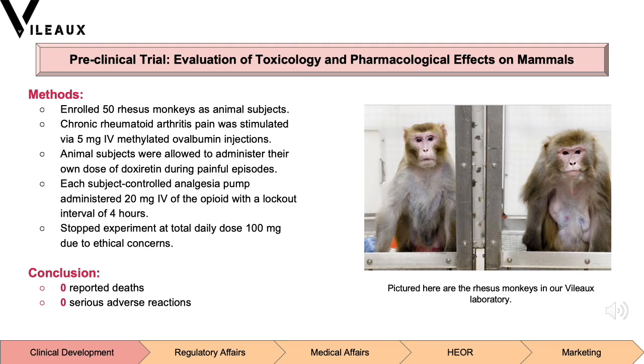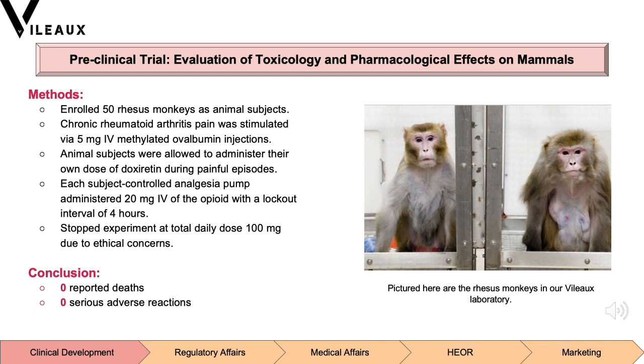For our preclinical trial, IPhO Pharmaceutical evaluated toxicology and pharmacological effect on mammals, and the mammals we picked were rhesus monkeys. The reason why we picked them was due to their similar genetic makeup to humans, and the methods we used were we enrolled 50 rhesus monkeys as animal subjects. Chronic rheumatoid arthritis pain was stimulated via 5 milligram IV methylated albumin injections. These animals were allowed to administer their own dose of doxyretin during painful episodes.